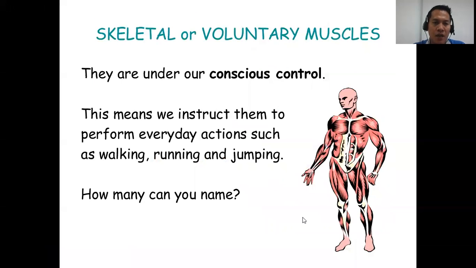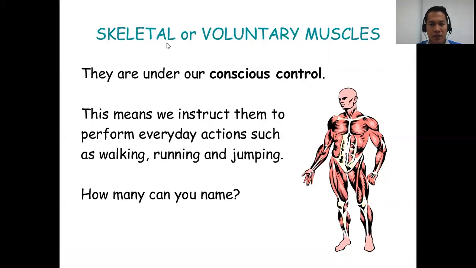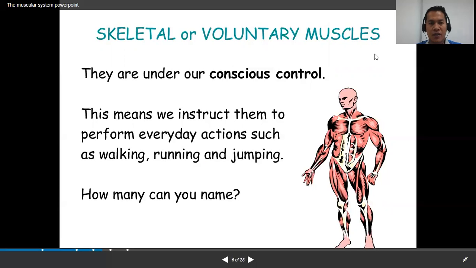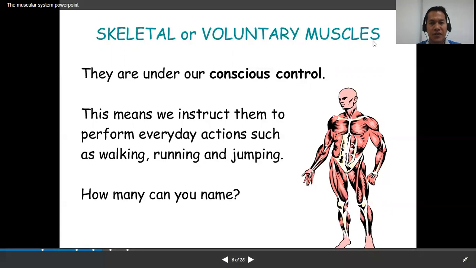Next, we call it voluntary muscle, or skeletal. Why is that? It's because they are all controlled or initiated by the brain. When your brain says walk, you can walk. When the brain says run, you can run, or do physical activities. It's because they are all voluntary muscles. Your brain commands it to do. That's a voluntary muscle, or the conscious control of the brain. Understand?